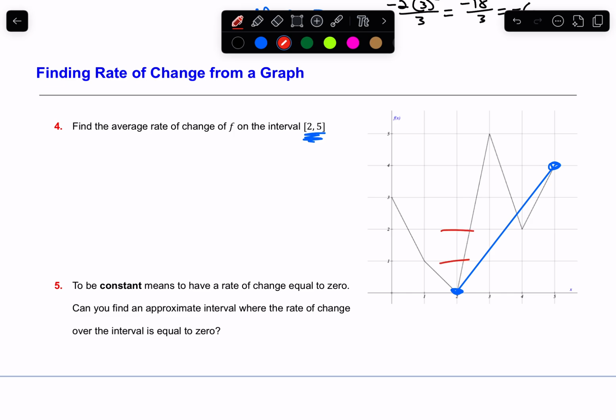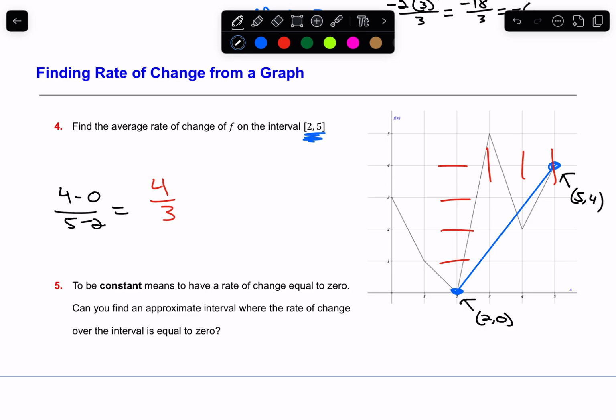We go up 1, 2, 3, 4, and to the right 1, 2, 3. So my slope is going to be up 4 over 3. So the average rate of change is just 4 over 3. If we wanted to calculate that using the formula, then we could use the x and y coordinates. So we have (2, 0) as the first point, and (5, 4) as the second point. So we could do 4 minus 0 over 5 minus 2, which simplifies to be 4 over 3. Or again, we can just count up and to the right because we have nice clean points on the graph, and that represents delta y over delta x, rise over run.